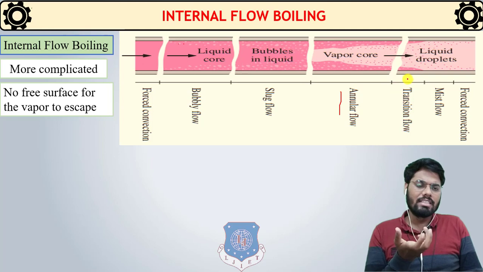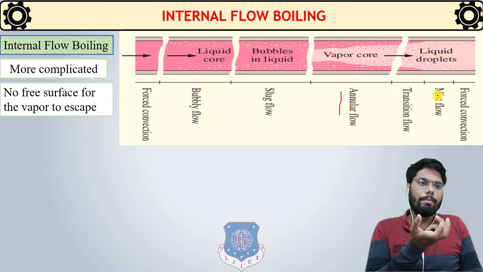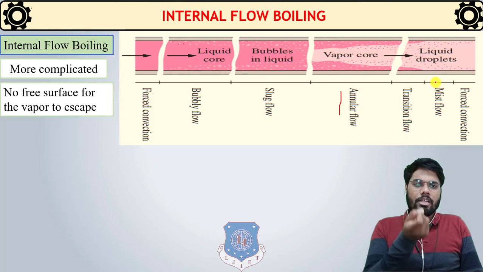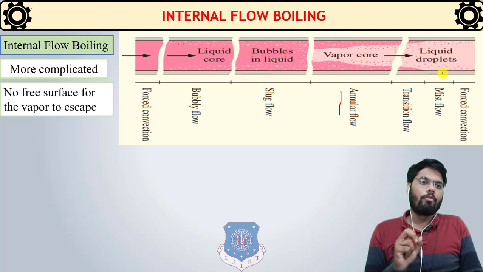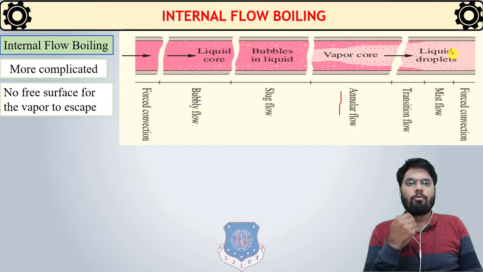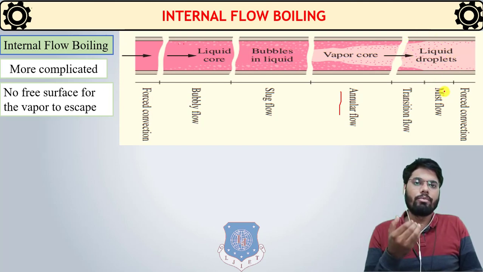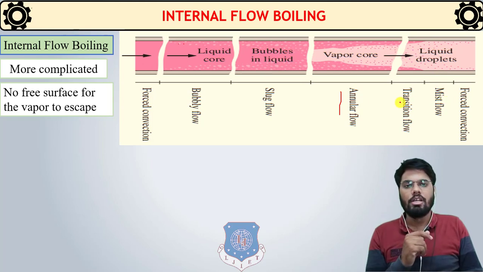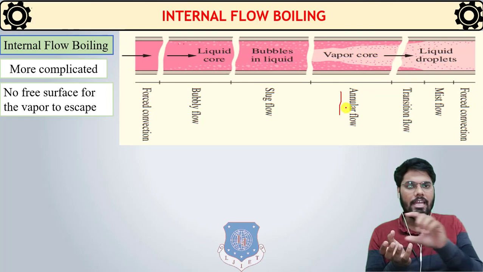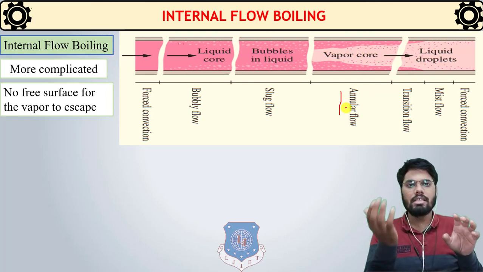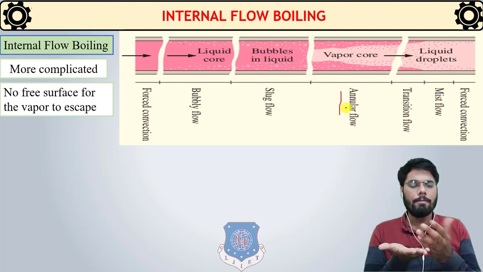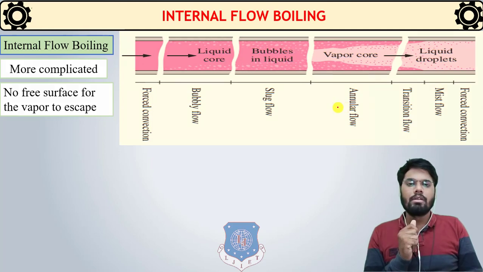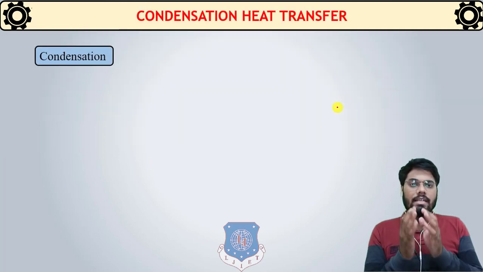After some length, there is a transition zone between annular flow and mist flow. In mist flow, the liquid available is only in the form of droplets. As you can see here, there are liquid droplets, otherwise it is mostly vapor, so this is known as mist flow, where heat transfer is by forced convection because of the velocity. This is how internal flow boiling takes place in any pipe in which fluid is flowing by an external arrangement such as pumps. External boiling is done over the surface of a cylinder or pipe, which is nearly the same as pool boiling. Now let's understand condensation.